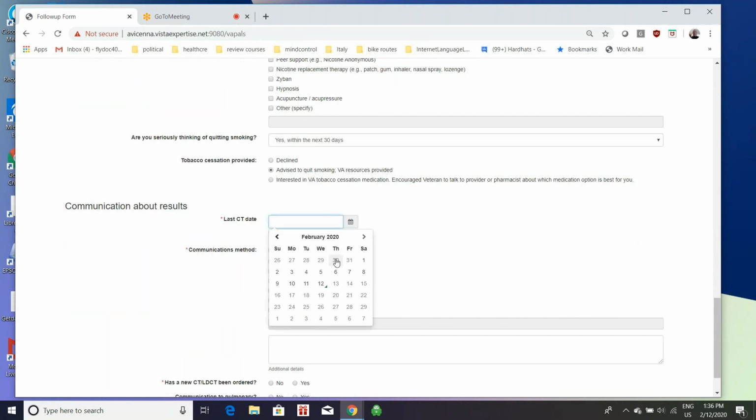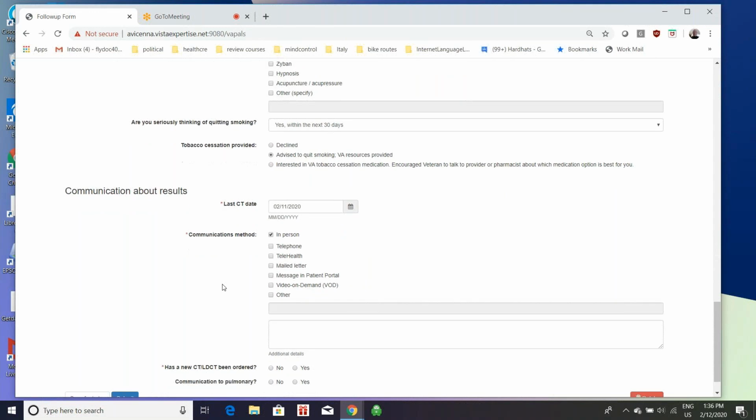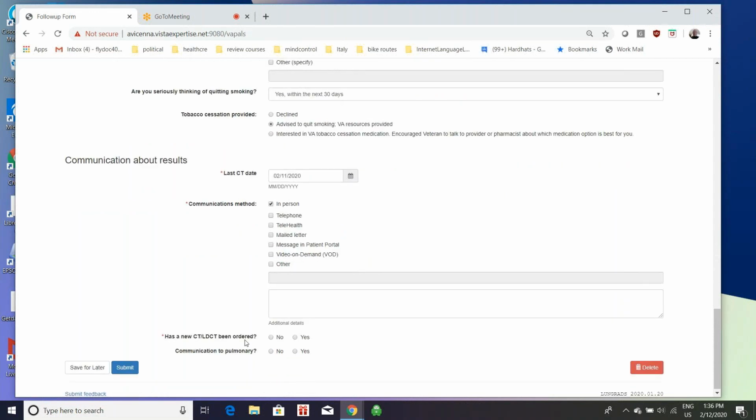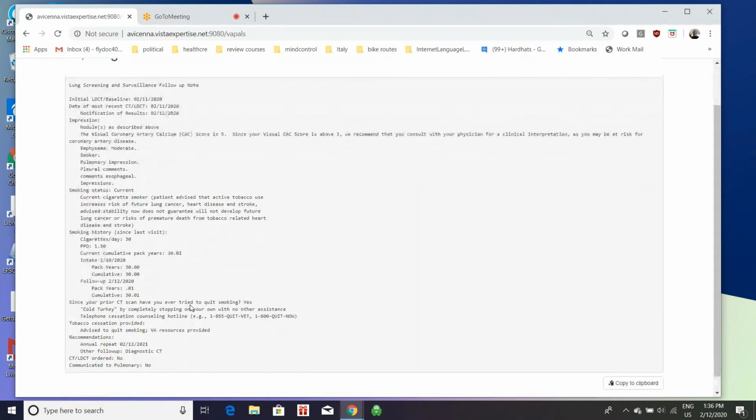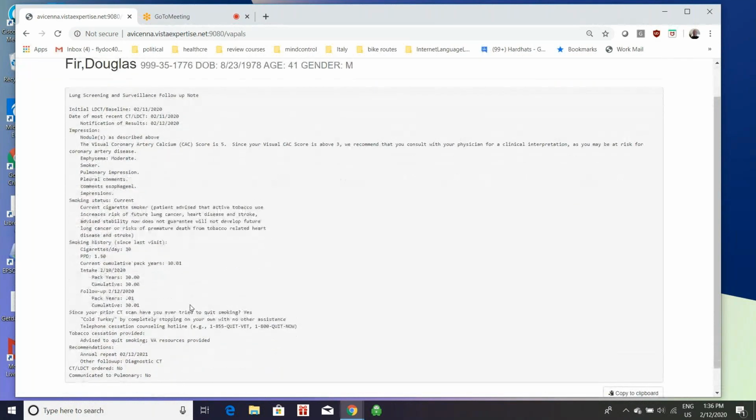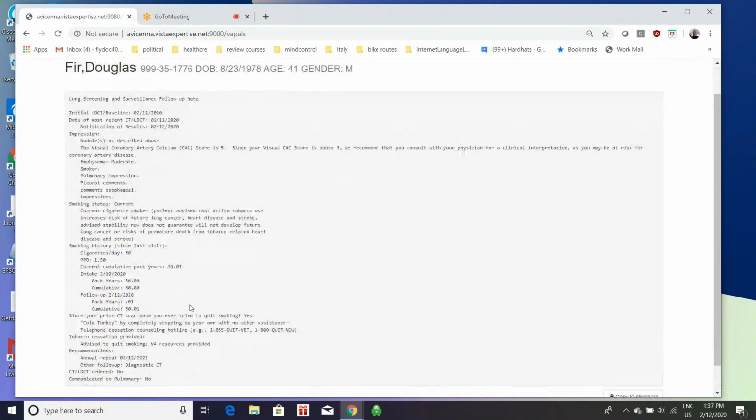So the last CT was yesterday, and let's say the person's standing right in front of me here, and I'm not going to order a new one, and I don't think we need to send them to pulmonary either. So we're going to go ahead and submit. Now, if I haven't filled out everything, it'll come back and tell me. Actually, I meant to leave a mandatory field open, because if you leave a mandatory field open, it'll highlight it in red and roll back to that field for you. In this case, I managed to fill the form out.